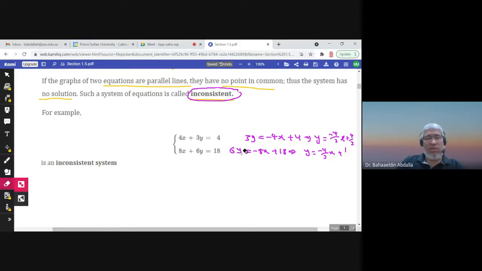3 times 6 is 18. So the y-intercept of the second line is 3. You can see that the two lines have the same slope, which is negative 4 over 3, but the y-intercept of the first line is different than the y-intercept of the second line. The two lines would be parallel.